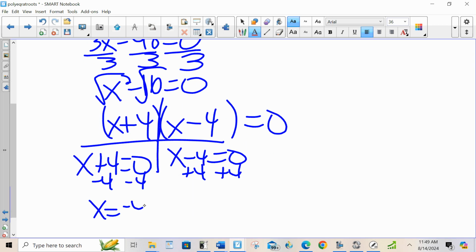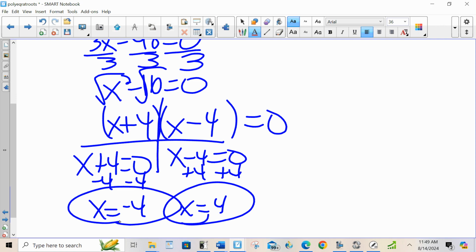X equals negative 4, x equals positive 4. You also could have done this using the isolate square root method, but I'm not going to worry about that now.